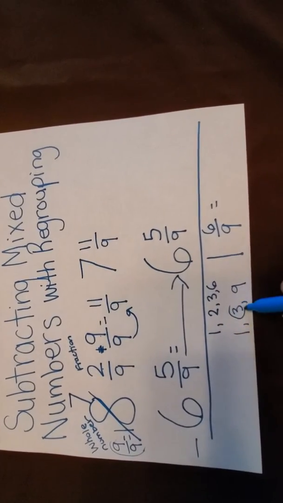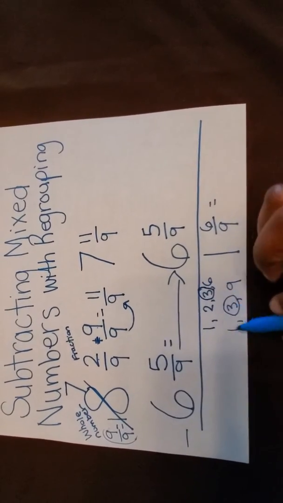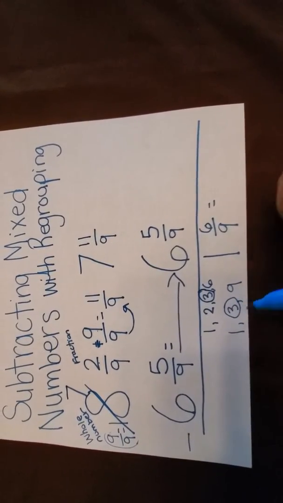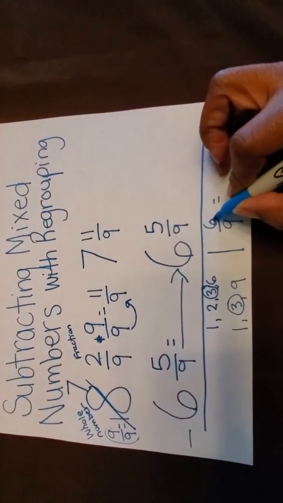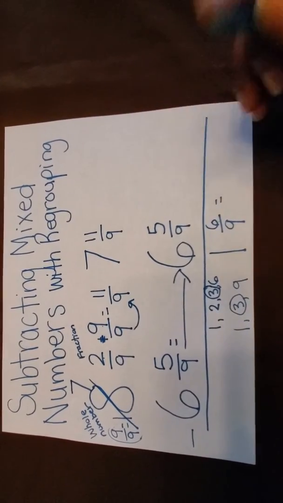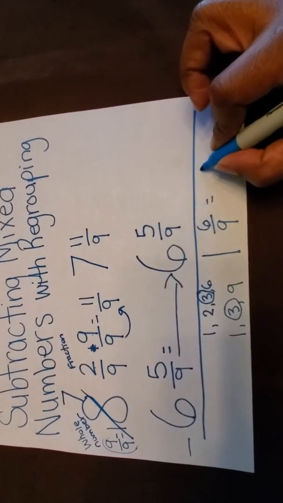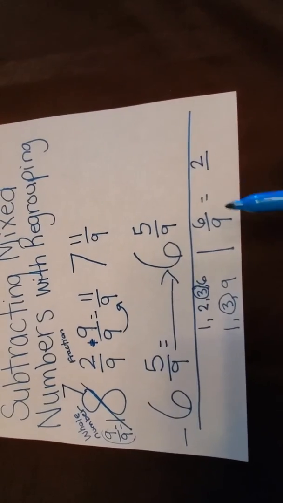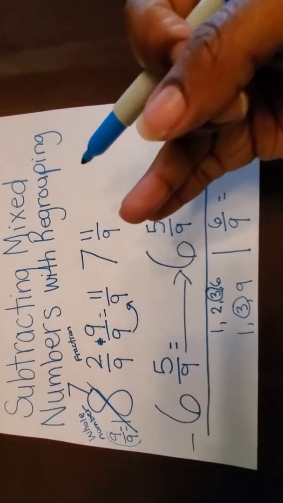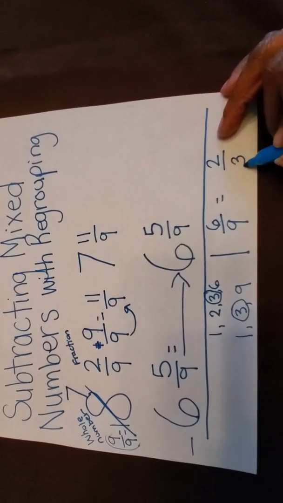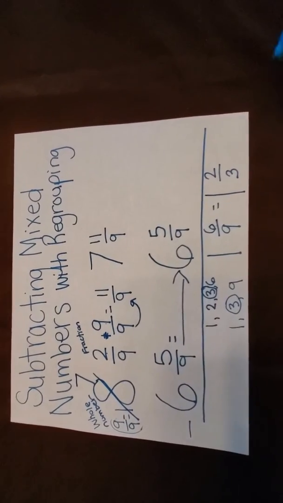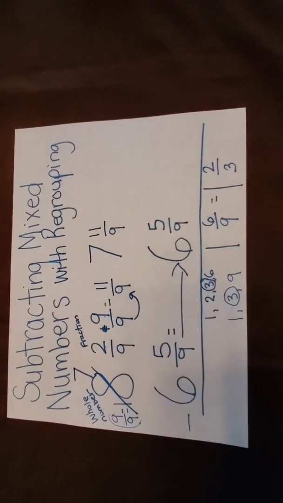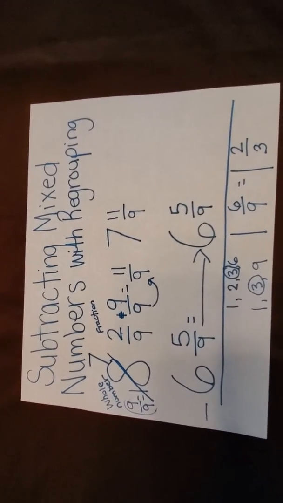So which one is the greatest common factor? Which one is the biggest that's common between these two rows of factors? The 3, yes. So you're going to ask yourself, how many times can 3 go into 6? Count by threes until you get to 6. 3, 6. 2. How many times can 3 go into 9? 3, 6, 9. 3. And then you're going to bring your whole number over. So your new mixed number is 1 2/3. This is how you subtract mixed numbers with regrouping.